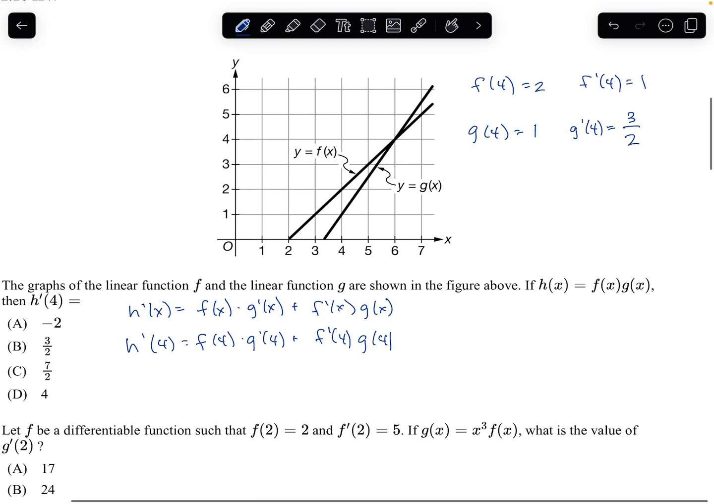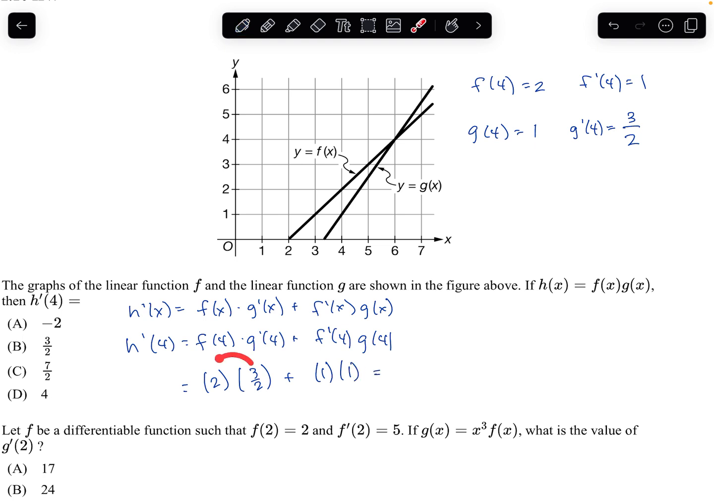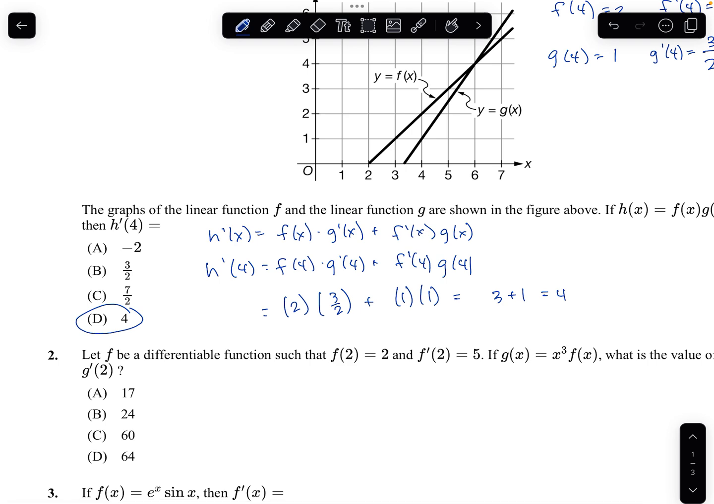Okay, and now that I have these 4 values, I'm going to plug them in. So f of 4 we said was 2. g prime of 4 was 3/2. Plus f prime of 4 we said was 1, and g of 4 we also said was 1. So when I multiply those together, that's just going to be 3 plus 1. So that's going to be 4. There we go.